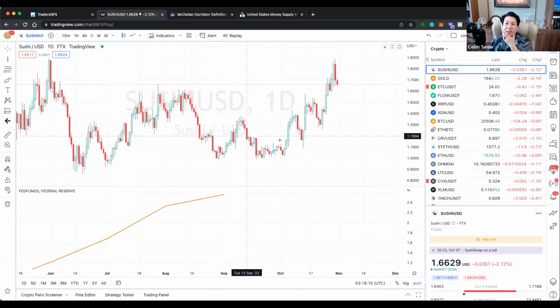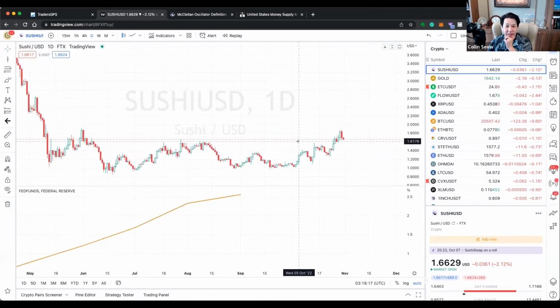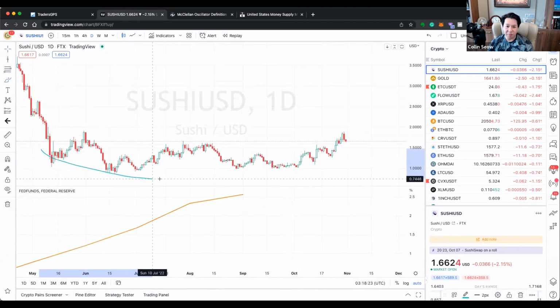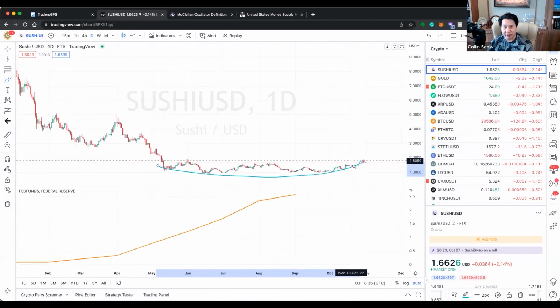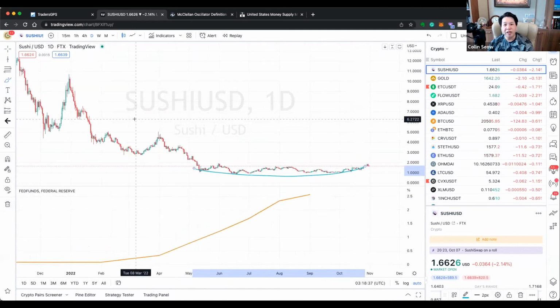Sushi, this is a powerful signal. It's called a rounding bottom signal. Rounding bottom means there's a bottom rounding. So the longer it consolidates, and if it breaks up, the stronger it is. That's the general idea.